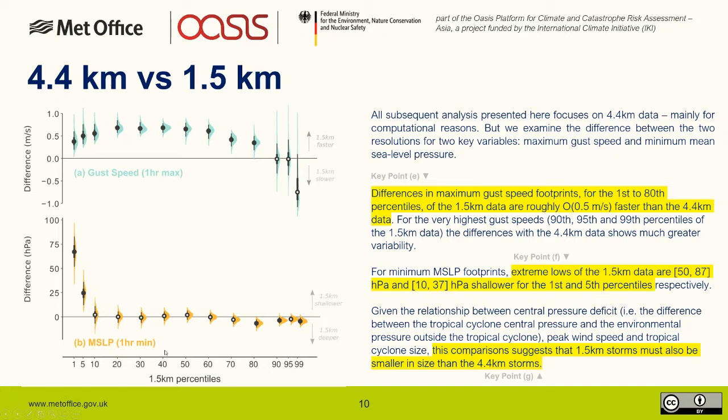So for gust speeds, we see that the difference between the 4.4 kilometre and 1.5 kilometre data is relatively small, about half a metre per second faster in the 1.5 kilometre data. For mean sea level pressure, the 1.5 kilometre model has deeper lows on the order of 10 to 87 hectopascals, which suggests that the cyclones in the 1.5 kilometre model may also be smaller than in the 4.4 kilometre model.